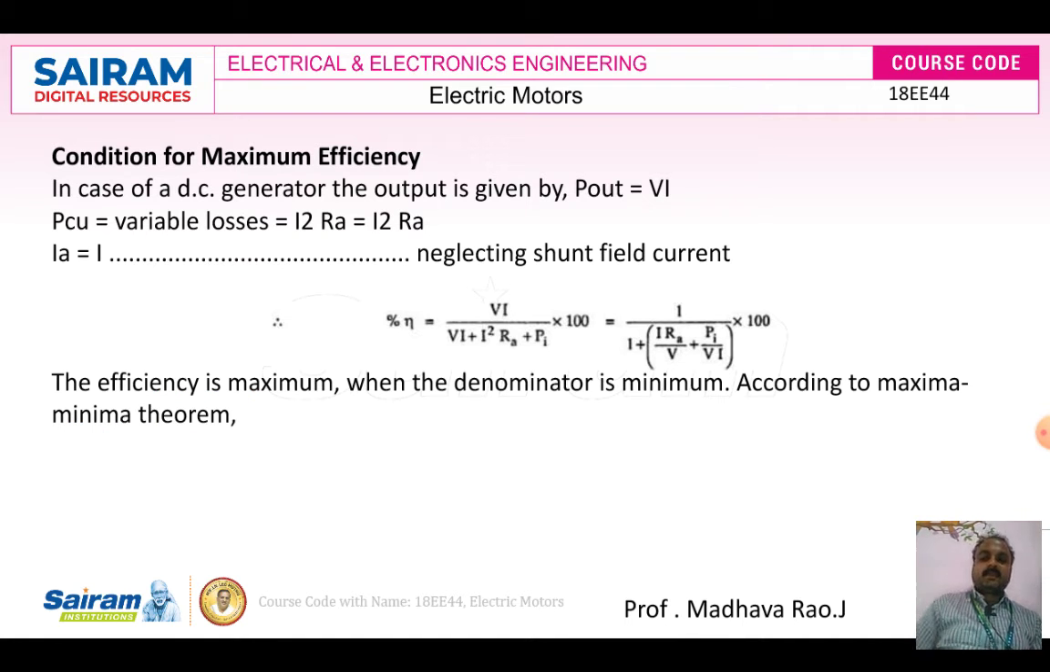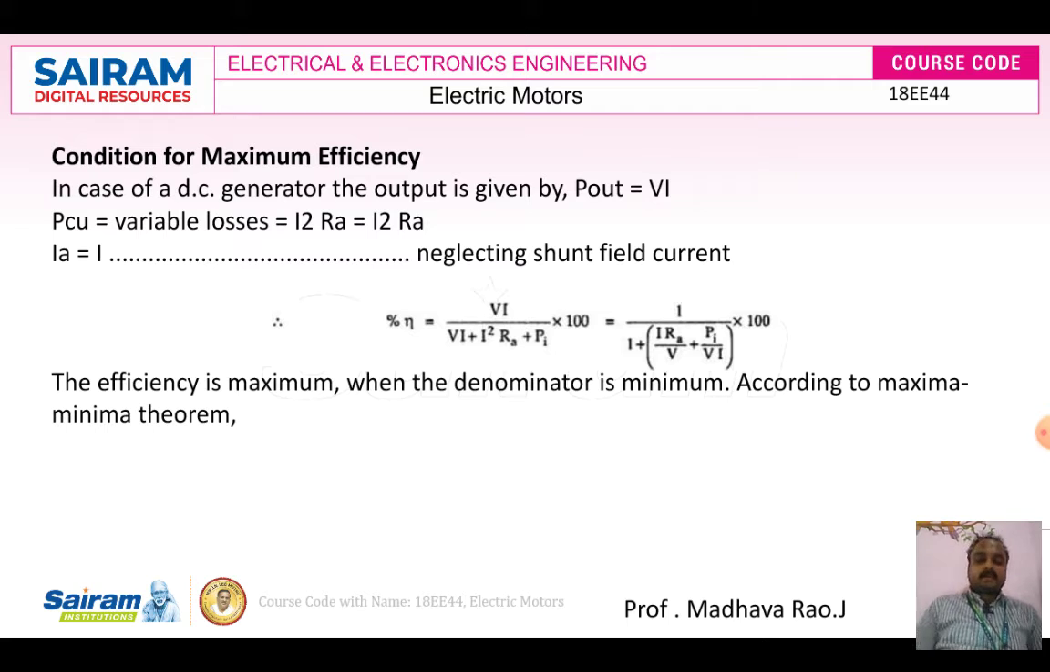In case of DC generator, the output power is P output equal to VI. Already we have seen the output power and input power relation in the power flow diagram in the previous video. Output of the DC generator is VI, and input of the DC motor is VI. What we develop as output of DC generator, we give as input to the DC motor, right. So from that power flow diagram, the power output of DC generator is equal to VI.